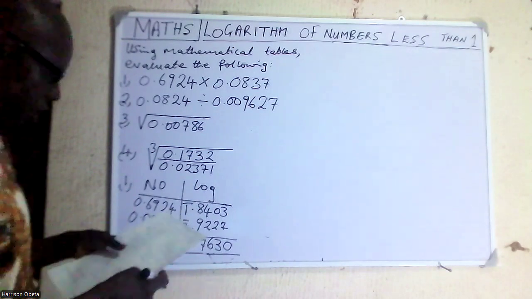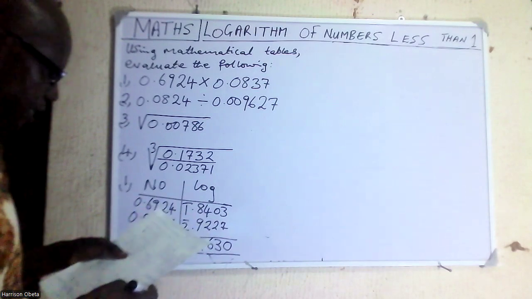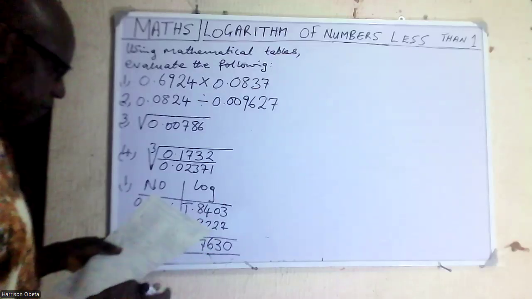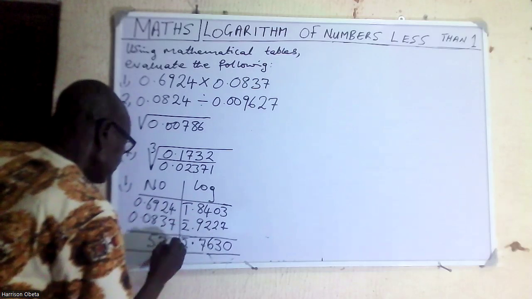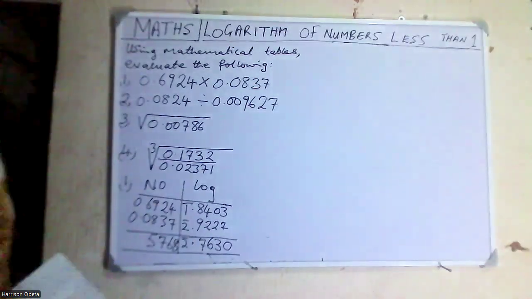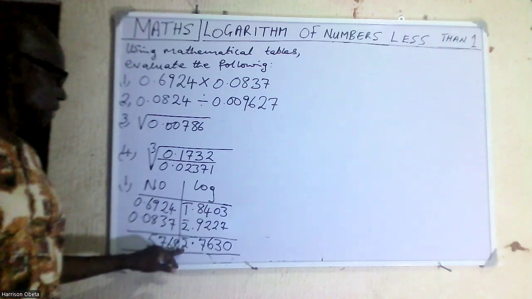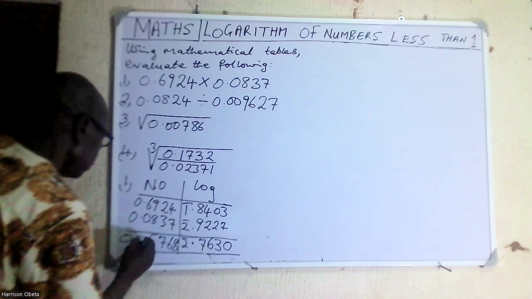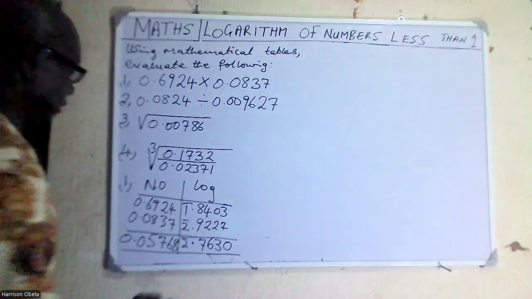From anti-log, we have 76 under 3. 76 under 3 will give us 5768. But the characteristic here is bar 2. So our final answer should be 0.05768 as the final answer to that.